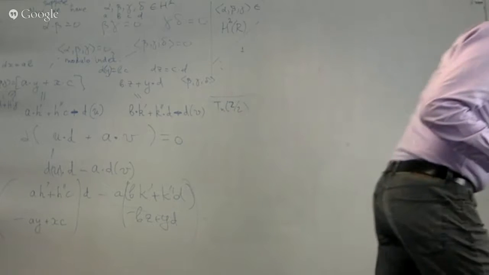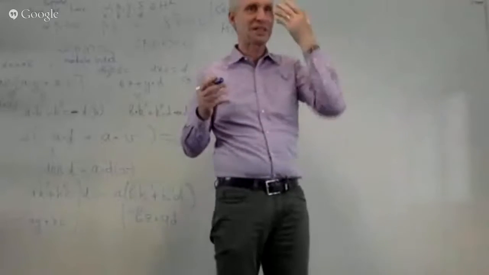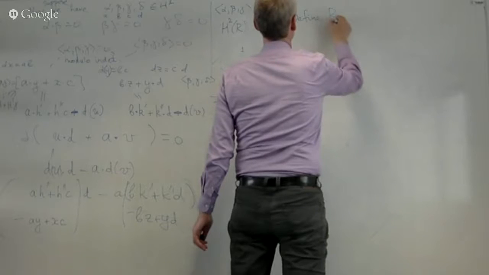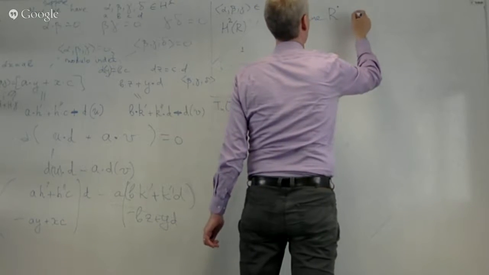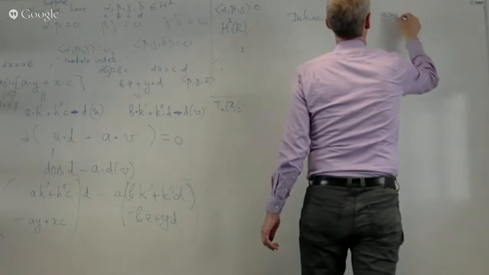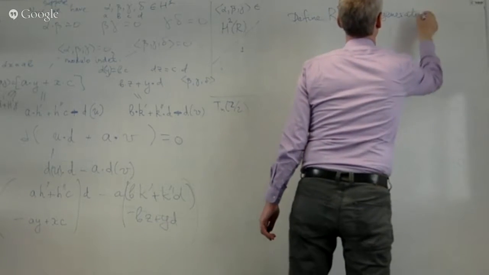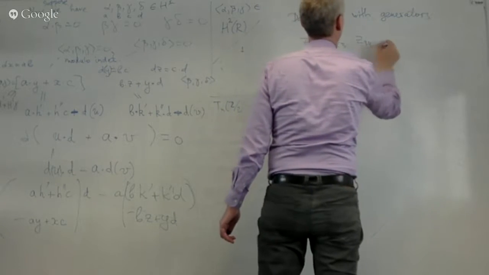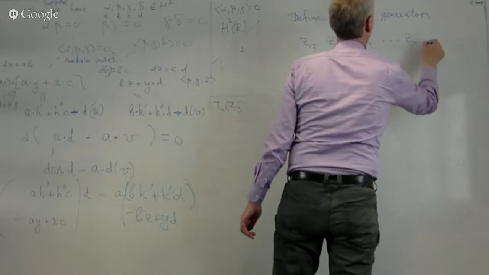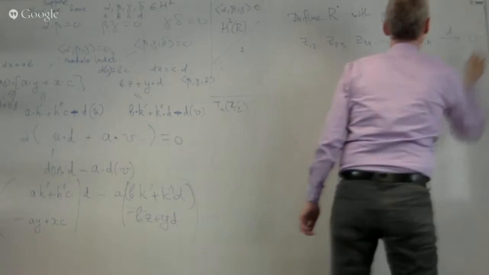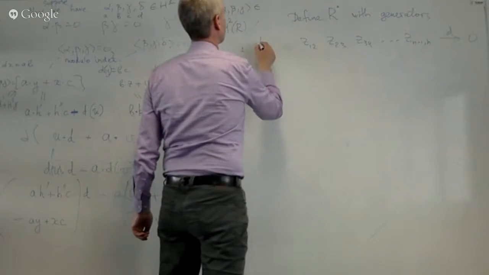Consider a differential graded algebra in which I will exactly get this thing. Define R generated by generators Z1,2, Z2,3, Z3,4. First of all, the differential would go to 0. And then, for instance, would be in degree 1.